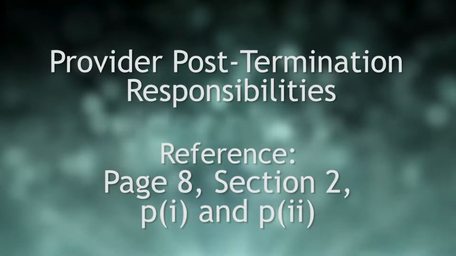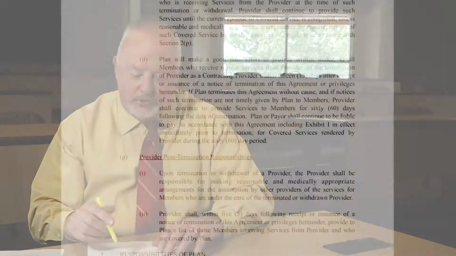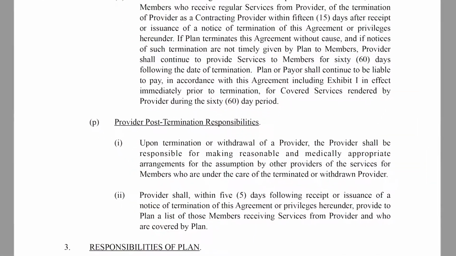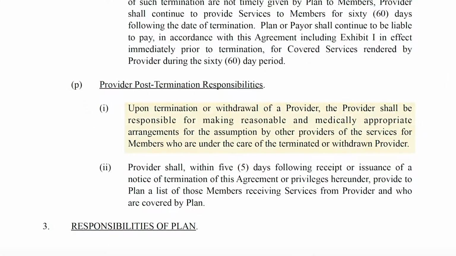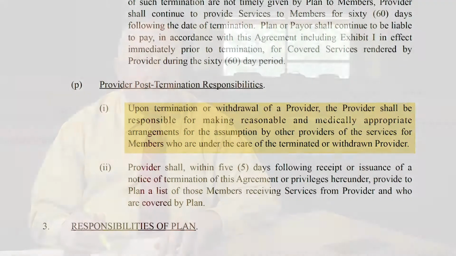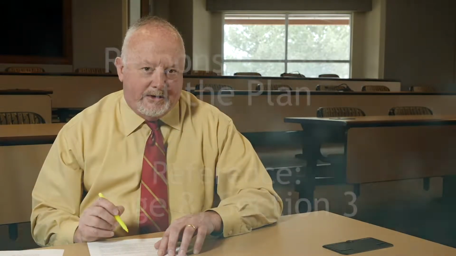On page 8, the contract is requiring the provider to arrange for the patients going forward. So in other words, you've terminated the contract, and then they're telling you that you have to help the health plan make sure that the patients have another provider to go to. That may be okay with you, and that's fine, but just make sure that you understand what your responsibilities are.